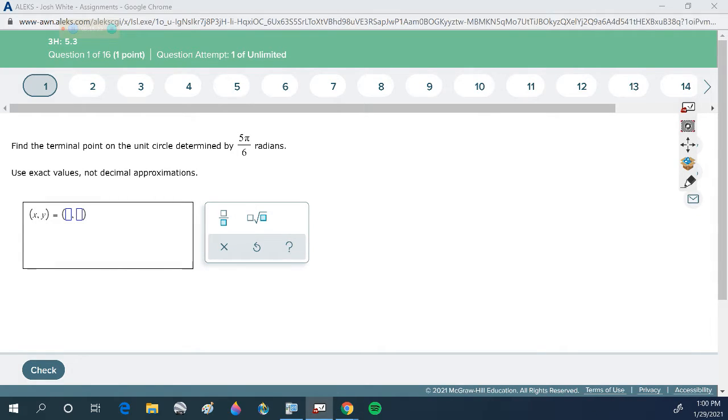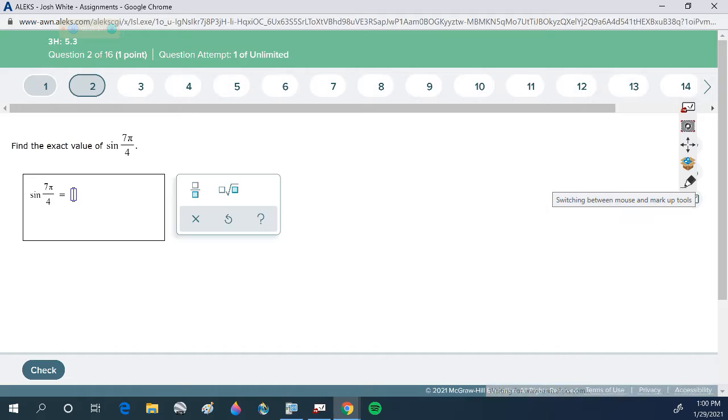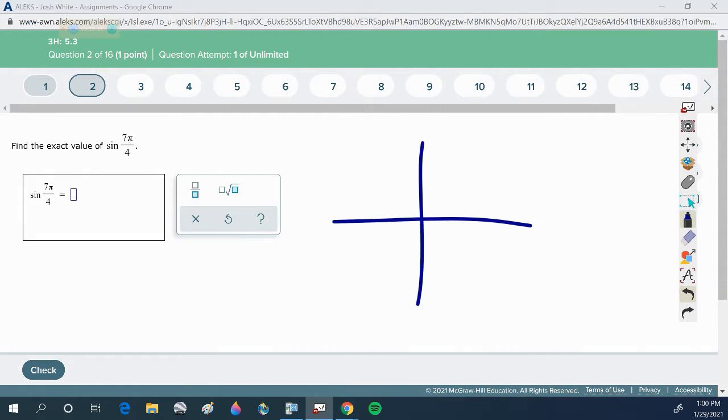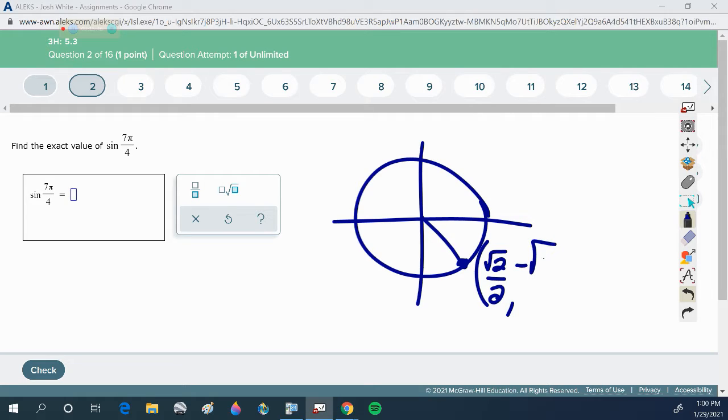So, next problem. What is the sine of 7 pi over 4? So, in my unit circle, and again, there will be one up on the board, 7 pi over 4 is right here. And that is root 2 over 2, comma, negative root 2 over 2. Okay?